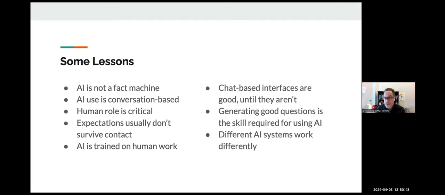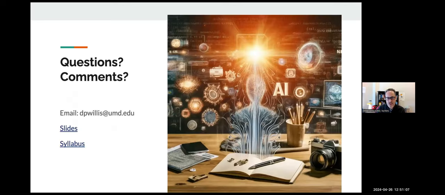Different AI systems seem to work differently, not only for the same task, but for different tasks. And it's good to do comparative stuff. And finally, chat-based interfaces, they're pretty good until they aren't. And we need to think about what else we could do, what other kind of interfaces, how we could interact with these language models that isn't just based on chat.